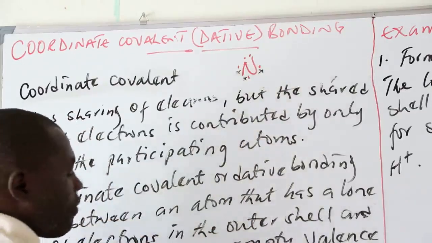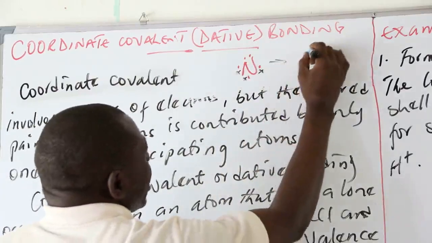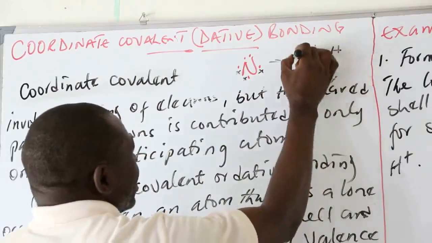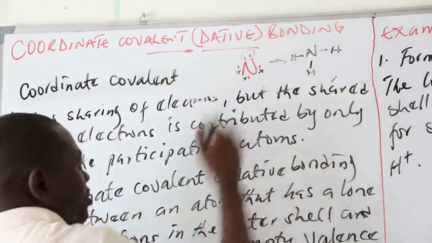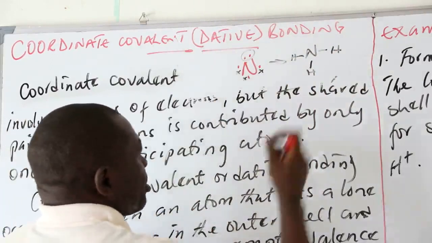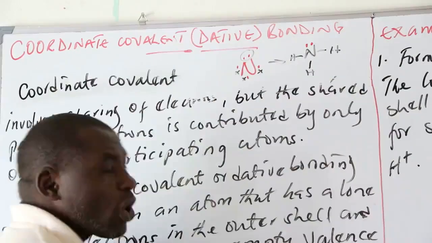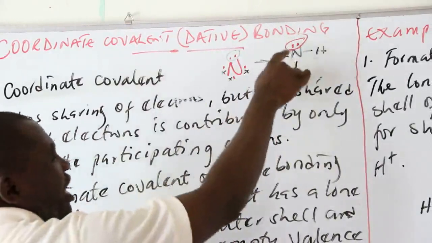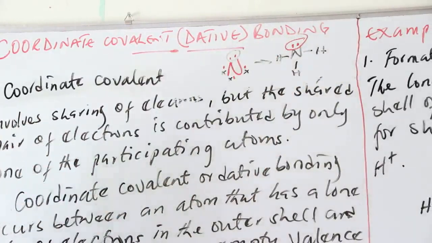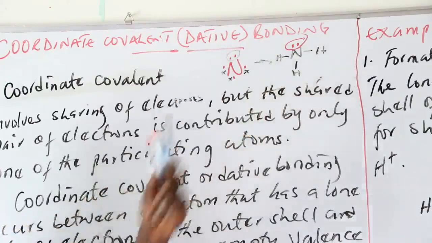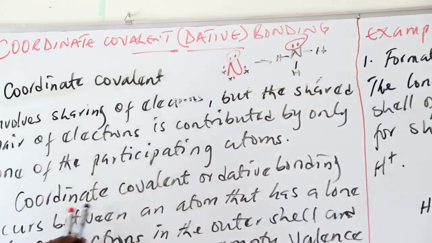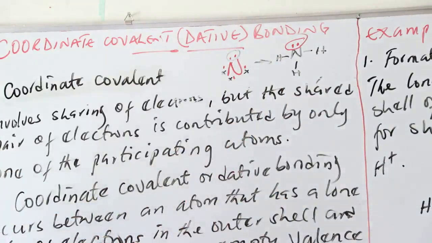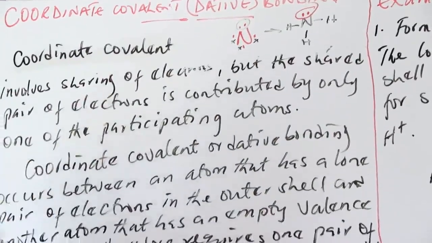So that you will now form N. There's a bond with hydrogen here, there's a bond with hydrogen here, there's a bond with hydrogen here. Then this pair of electrons is not being used. It's still here. That is what we call a lone pair of electrons. It's a pair of electrons that is not being shared between nitrogen and hydrogen. So, if you have molecules that have this kind of lone pair of electrons, then they can participate in coordinate covalent, or dative bonding. Alright?